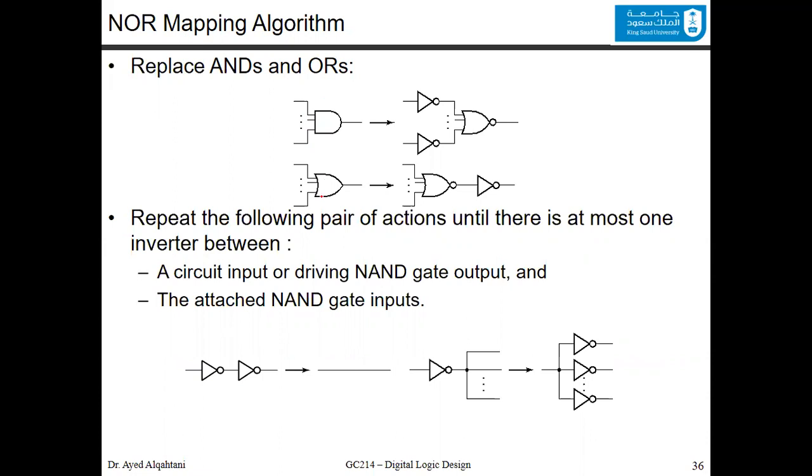Now, the NOR mapping algorithm. To convert an OR gate to NOR, it's fairly easy. You just put a bubble, an inverter. For the AND, you will do it this way: you will convert the AND to OR, and then you will put a bubble in the output and in every input. This OR with the inverter at the output is a NOR gate, and those bubbles will be inverters. And the same thing for the inverter that we discussed in the NAND mapping.